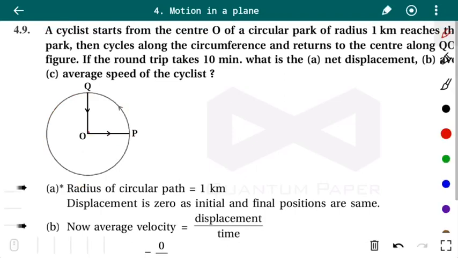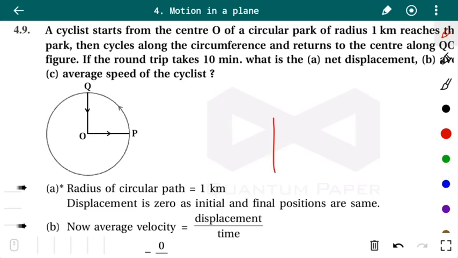The cyclist starts the journey from point O, moves to point P, then from P to Q along the arc, then again Q to O. So this is the whole path covered by the cyclist. So first we need to find the net displacement. Over here the initial position is O and the final position is also O. So displacement is equal to final position minus initial position. Because the positions are the same, displacement is 0.